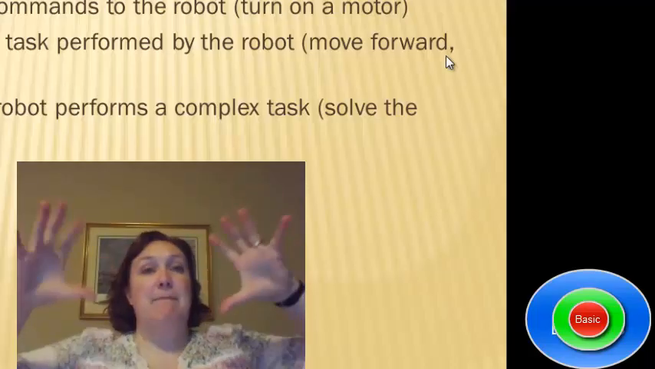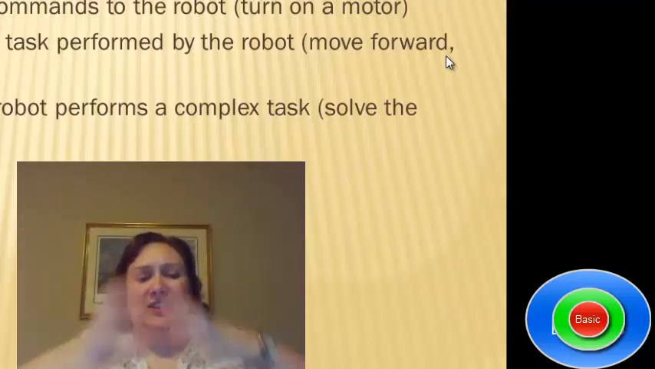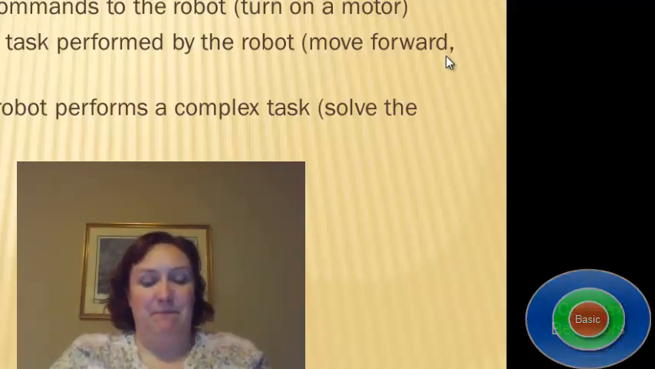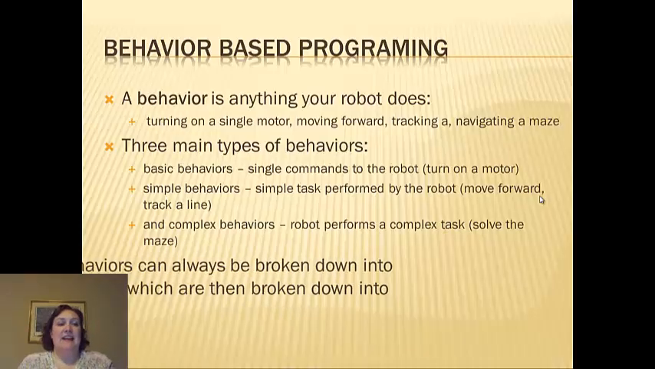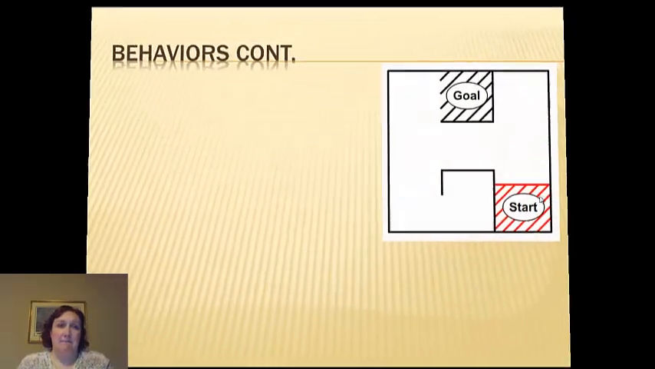So you're going from big picture, what do I want it to do? Smaller picture, what are the steps I have to do to get there? And then even smaller, what do I have to do to get that step done? So it's like writing an outline, basically. You're going from big picture to smaller picture to very, very small. And that's how that works. Complex behaviors always get broken down into simple, which are always broken down to basics.